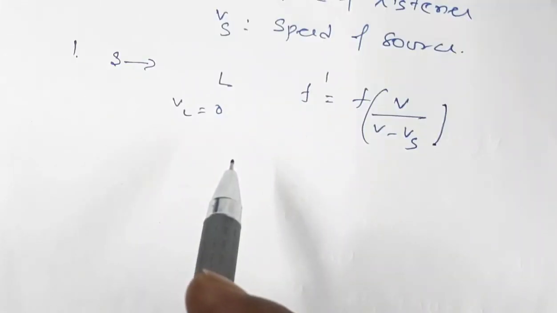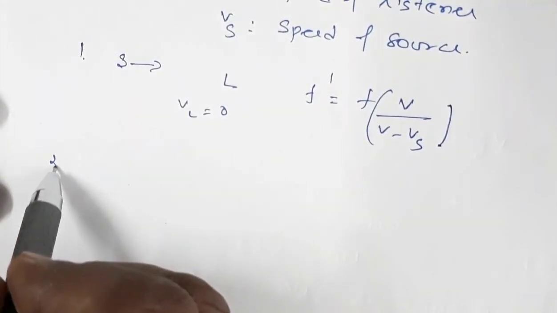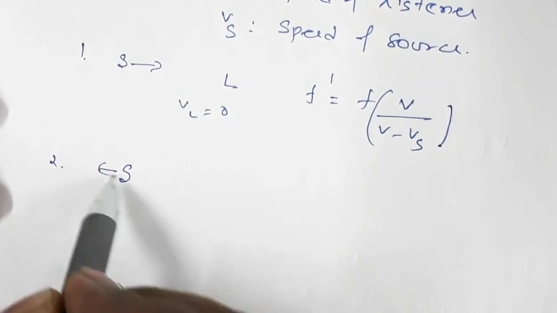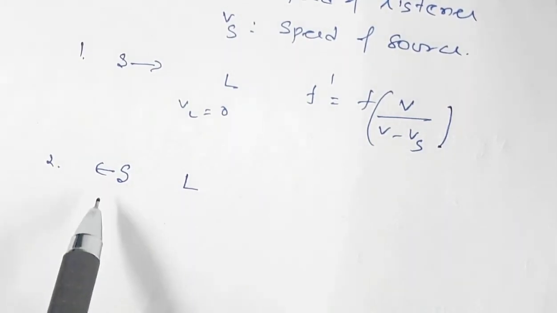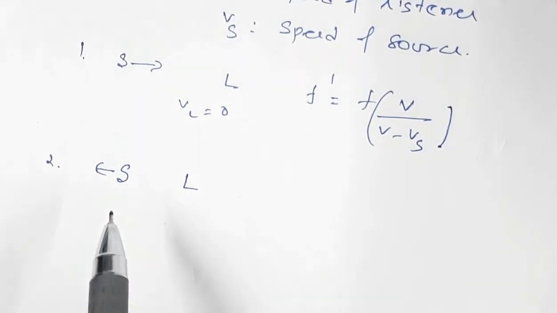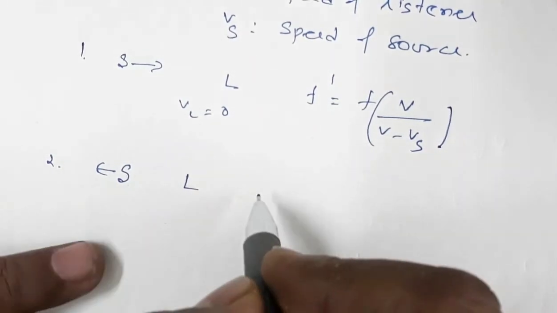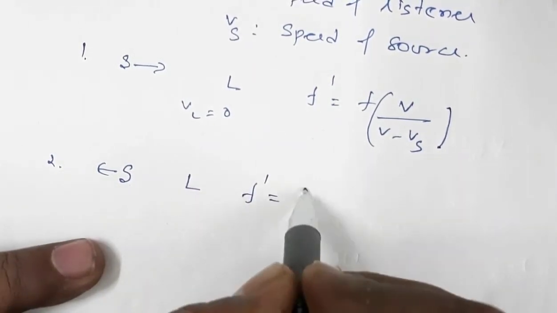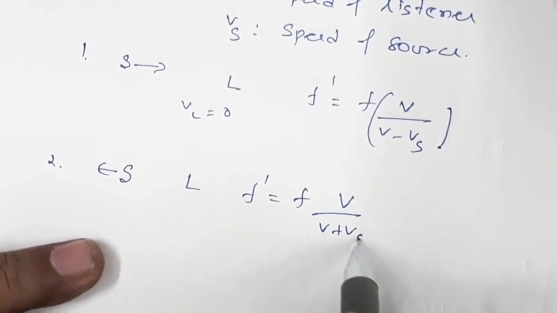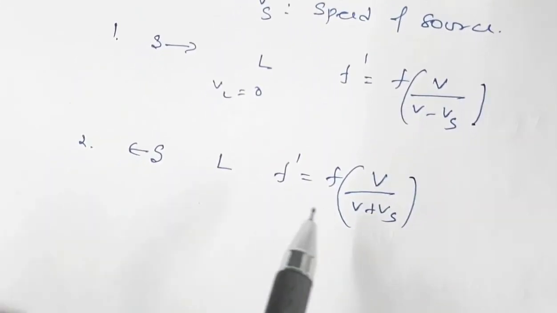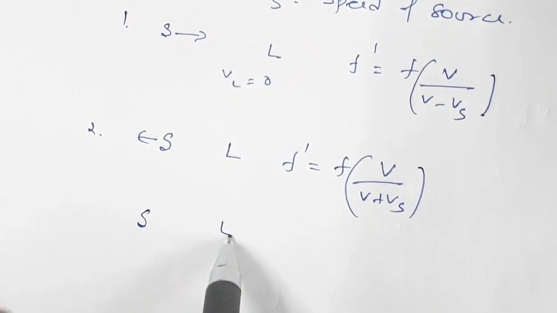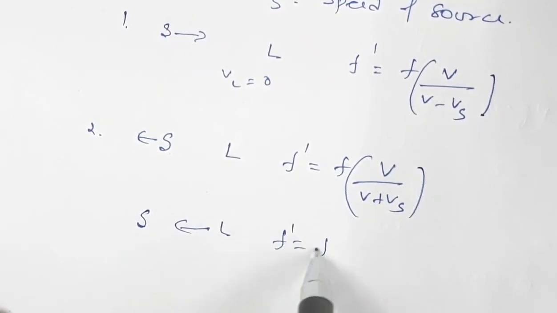Similarly, if you have a source which is moving away and the listener is stationary, the separation is increasing, so the apparent frequency should decrease. So you have f dash equal to f v divided by (v plus vs). Similarly, when the listener is moving towards the source, the apparent frequency is f (v plus vl) divided by v. In this case the source is stationary.